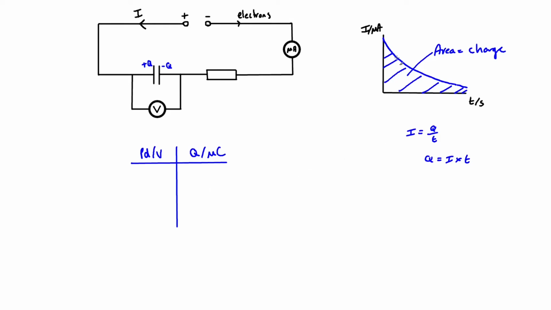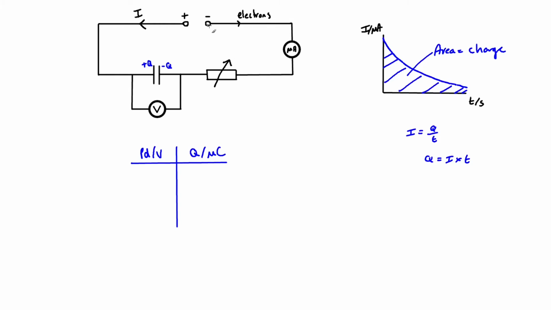What would be easier though, rather than having to plot a graph of current against time like this, is if we could somehow keep the charging current constant. Now we could do that if we used here a variable resistor. There we are, we've now made that resistor into a variable resistor.